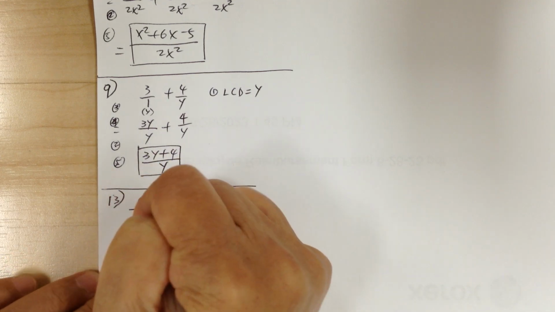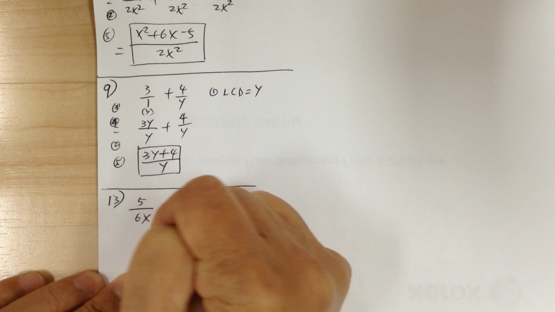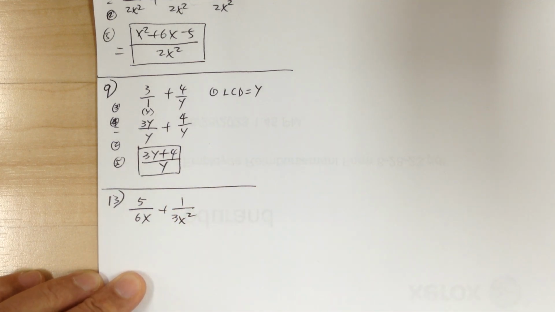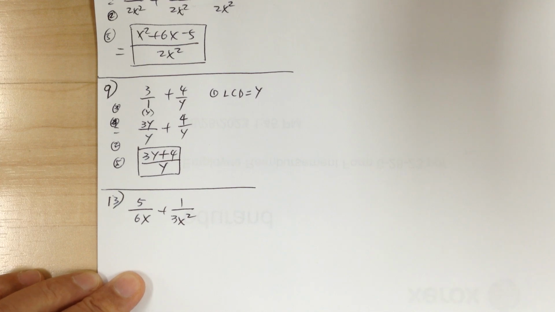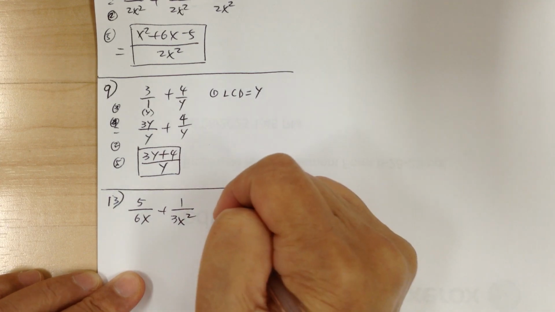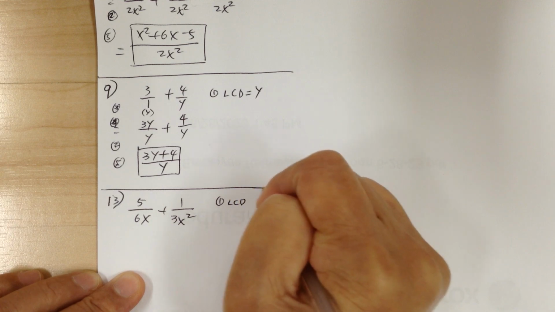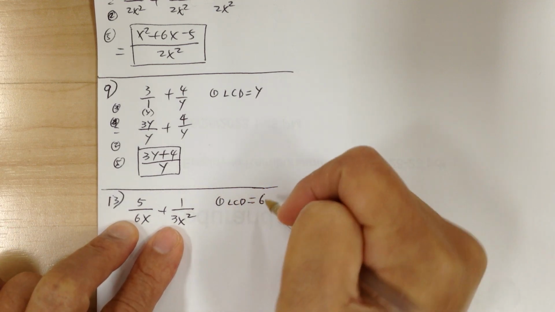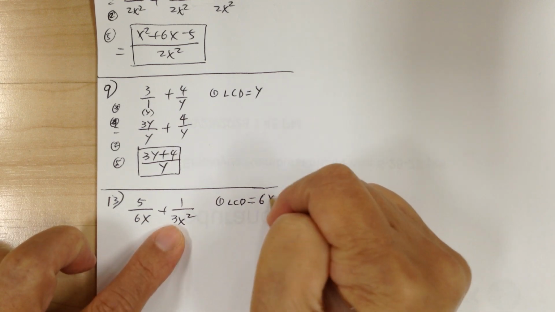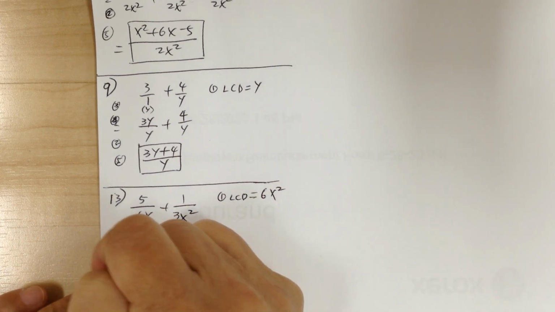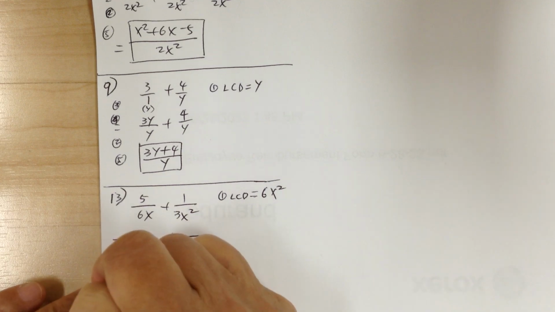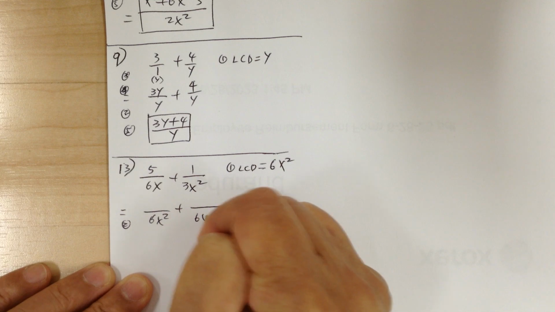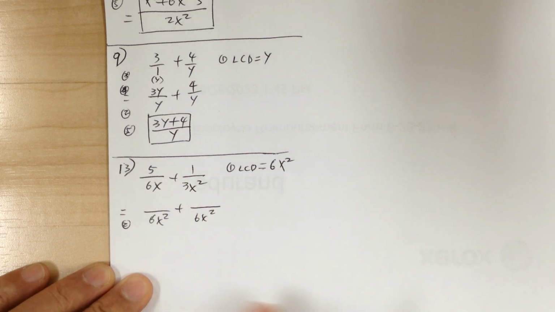Okay, you have 5 over 6x plus 1 over 3x squared, okay? So first, again, step 1, get your LCD. So the numbers are 6 and 3, your LCD would be 6, and the variable part would be x squared. So that's your step 1. So step 2, get your LCD down here. Again, don't do anything on the top yet. Okay, so step 2, get your LCD.